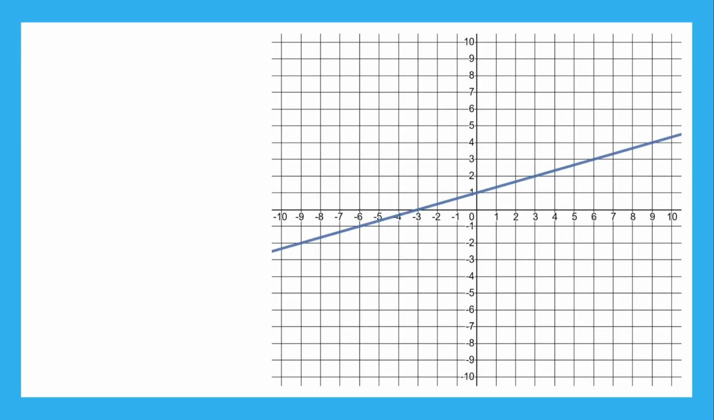So let's try it. First, we need to locate the y-intercept of this line. This line crosses the y-axis at positive 1, so the y-intercept is 0, 1. Now we need 2 points to find the slope. We already have 1 point, the y-intercept, so let's use that and this point right here. Between these 2 points, the rise is 1 and the run is 3. So the slope, rise over run, is 1 over 3.